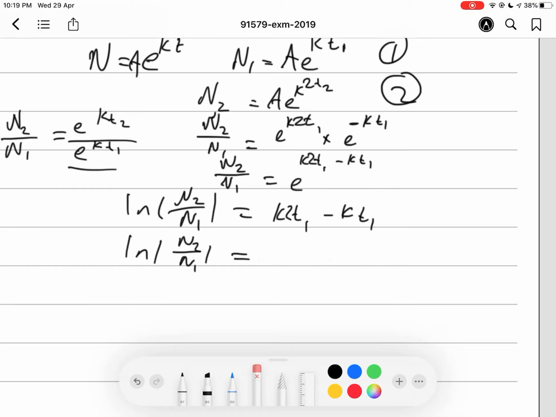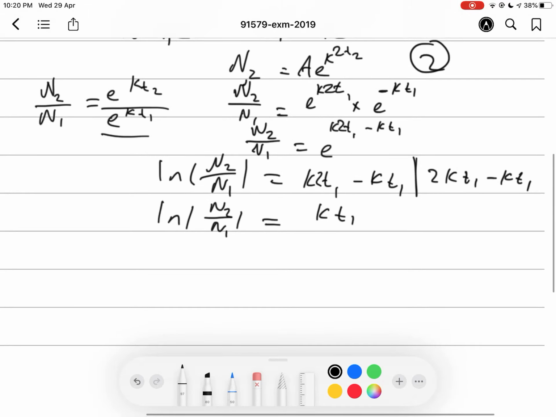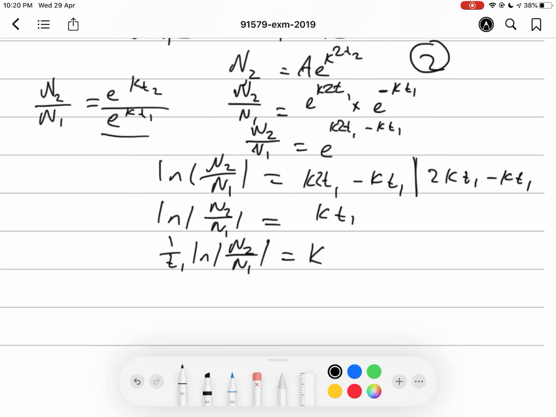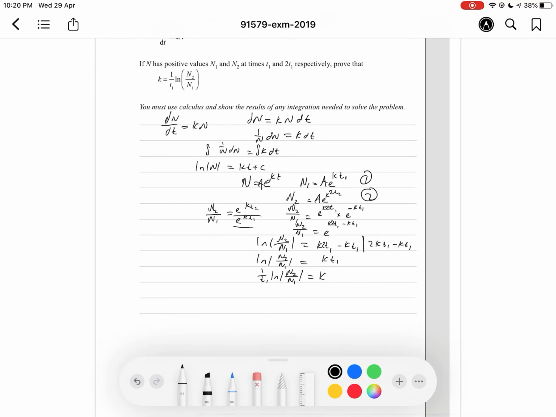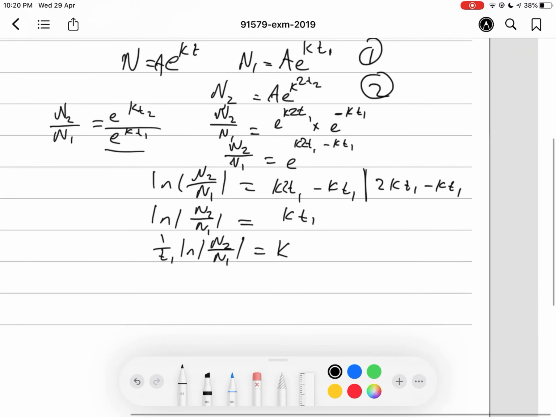So what we have here is actually 2kt1 minus kt1, which gives us kt1. If we divide both sides by t1, we get 1 over t1 times ln of n2 over n1 is equal to k, which is what the question wanted us to show. Getting all the way up to here should get you an excellence grade.